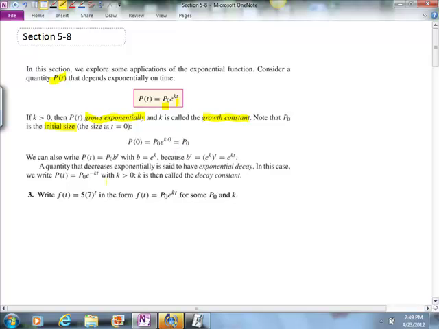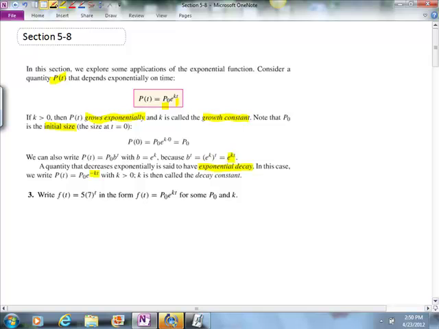Now, it could also be true that if you wanted, you could write it as P naught b to the t, where b is equal to e to the k, and then b to the t would be e to the k to the t, which is e to the kt. So that's kind of important for the first homework problem. But if you have a negative k, we say that it decreases exponentially. And when k is positive, you have exponential growth. So you either have exponential growth or exponential decay, depending on the positive or negativeness of your exponent.